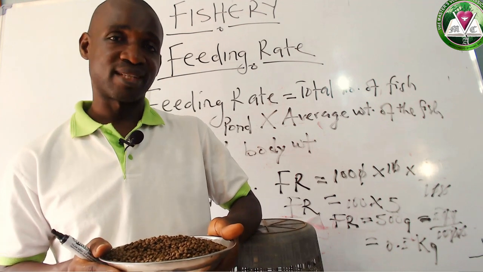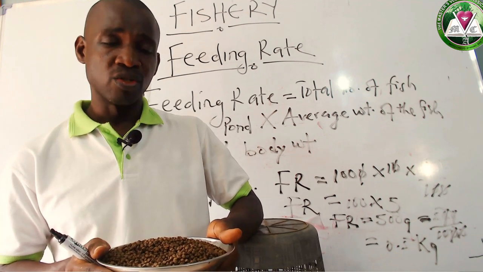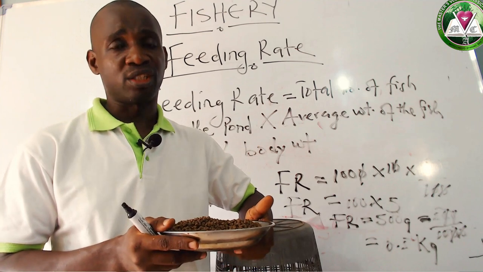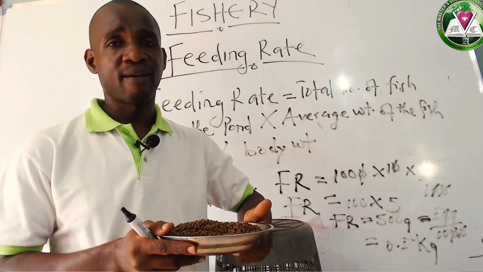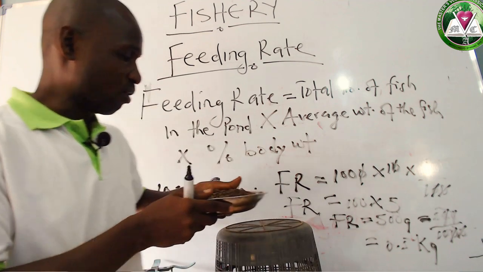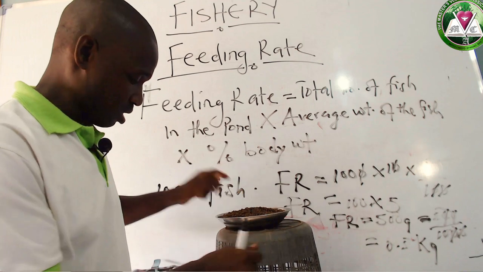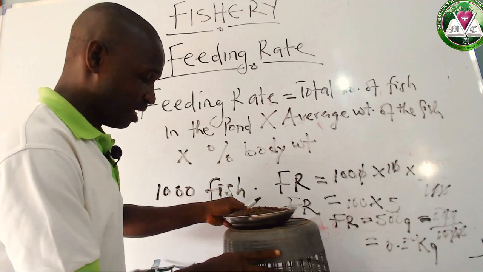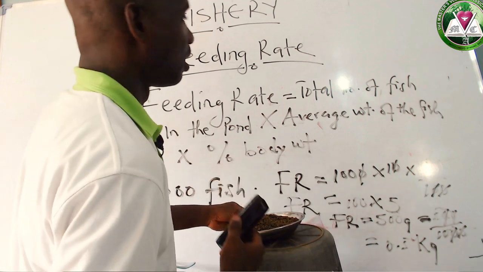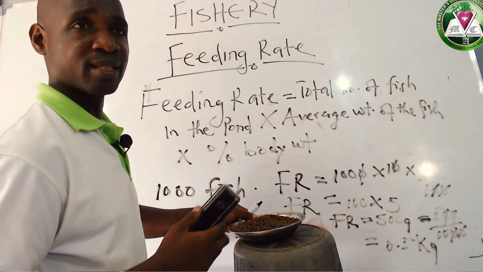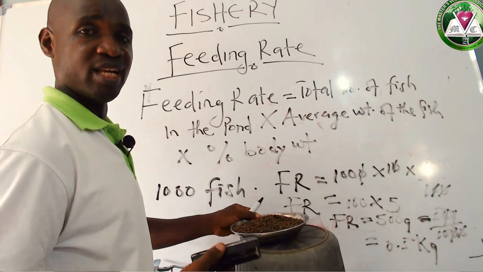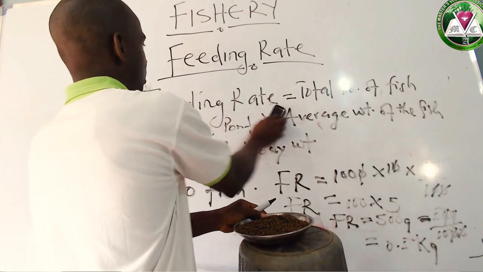I will give you an assignment. Supposing you have 400 fish in your pond, the percentage body weight is 5, and the average body weight is 30. Calculate the feeding rate.